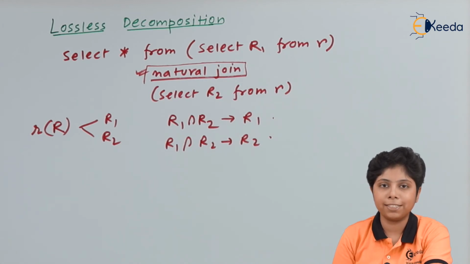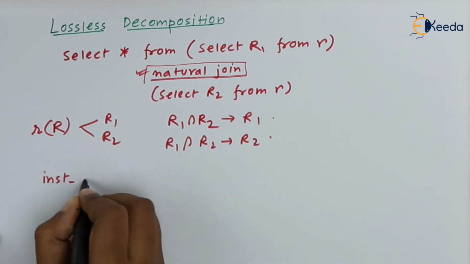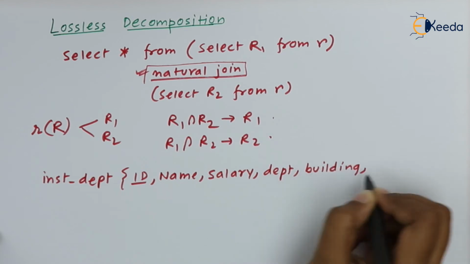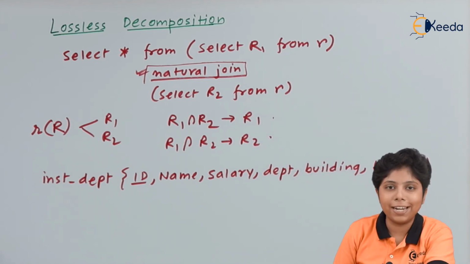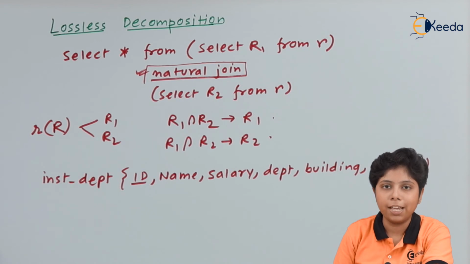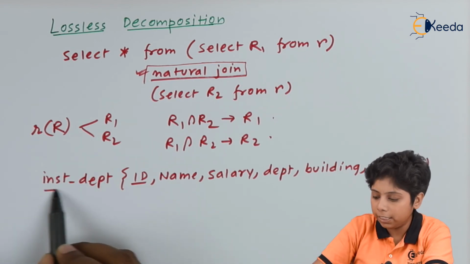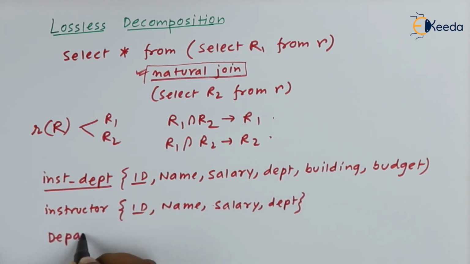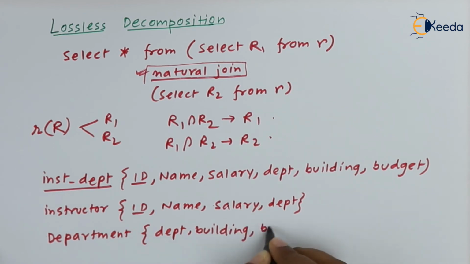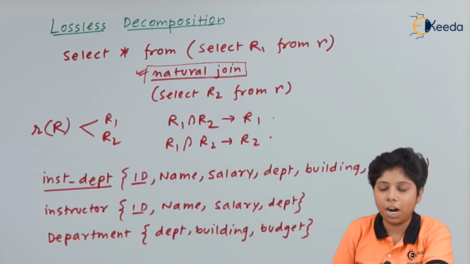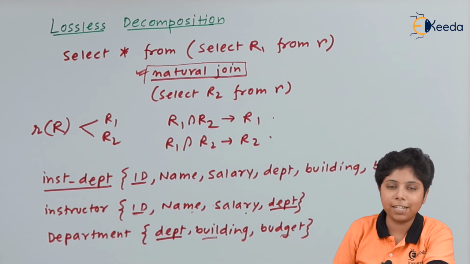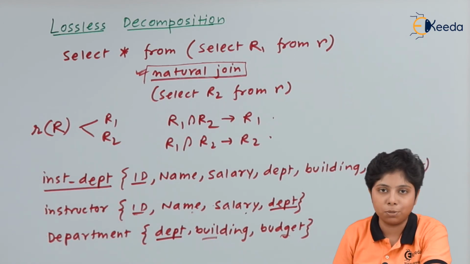For our example, let us look at the relations. Now if we divide this into 2 relations, we can have the instructor and the department. So the R1 intersection R2 is the department, which defines the ID, name and salary as well as the building and budget. So we can say that this decomposition is a lossless decomposition.